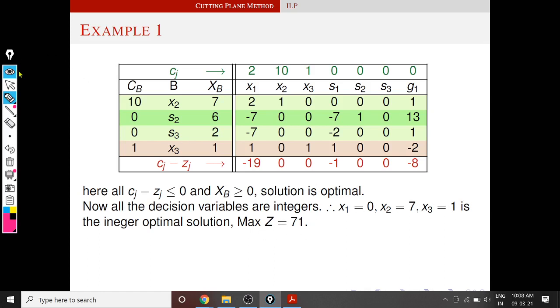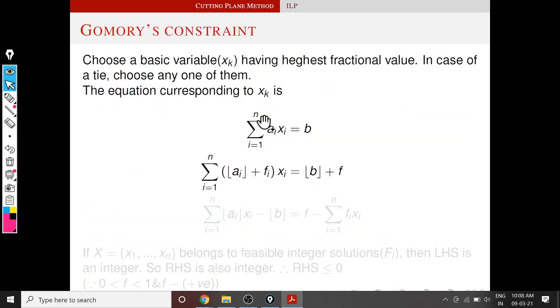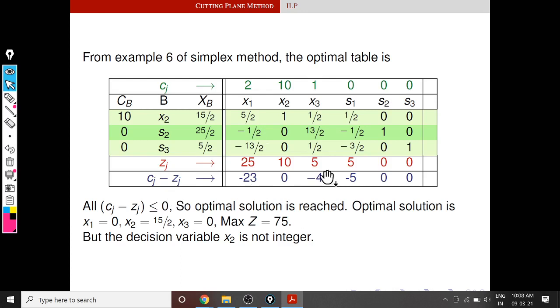Now, if there is no integer restriction, then what is the solution? If there is no integer restriction, then the solution is 0, 15 by 2, 0. The value is 75. And in the geometry, suppose this is the feasible region and this is the optimum solution 0, 15 by 2, 0. This is an optimum, but this is not an integer solution.